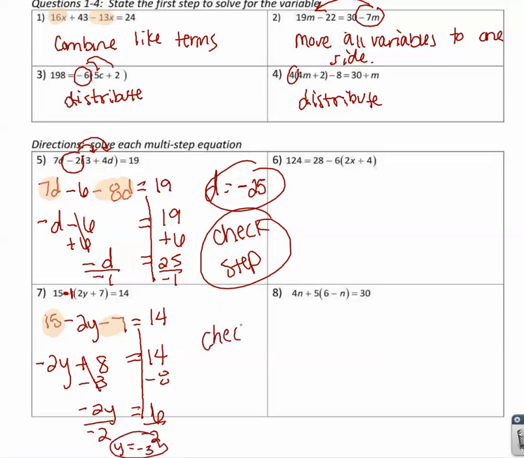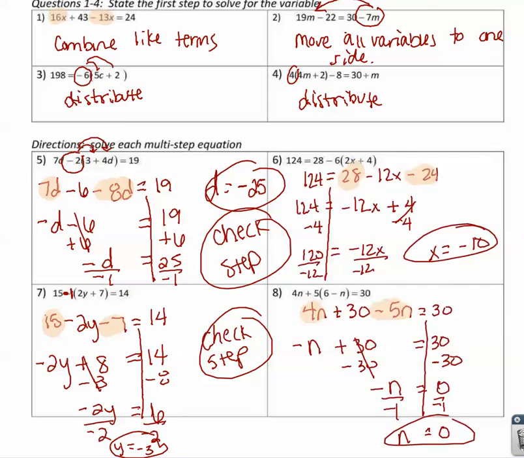Don't forget to do your check step. Remember, write down the original problem and then substitute in negative 3 for all of your y's. Pause the video and try 6 and 8. Check your answers. If you have any questions, ask your teacher.